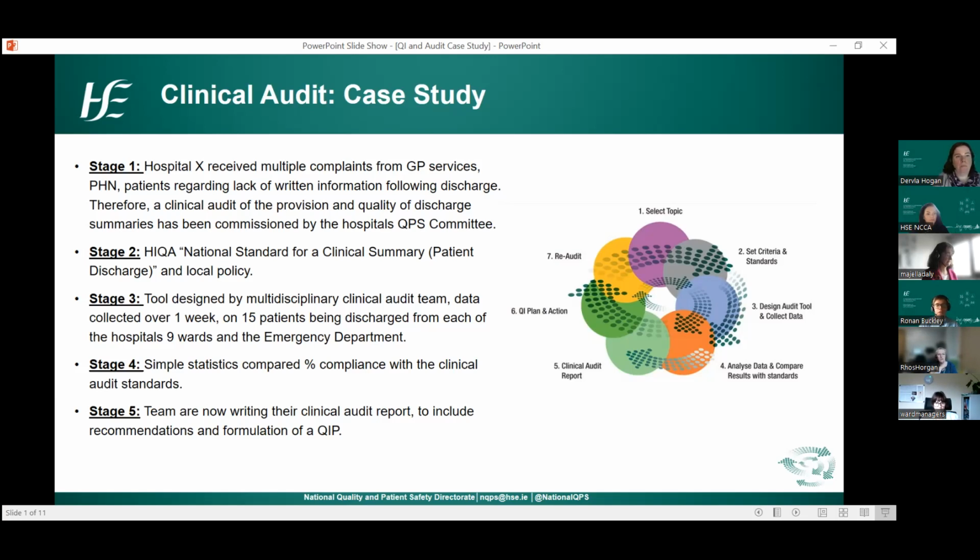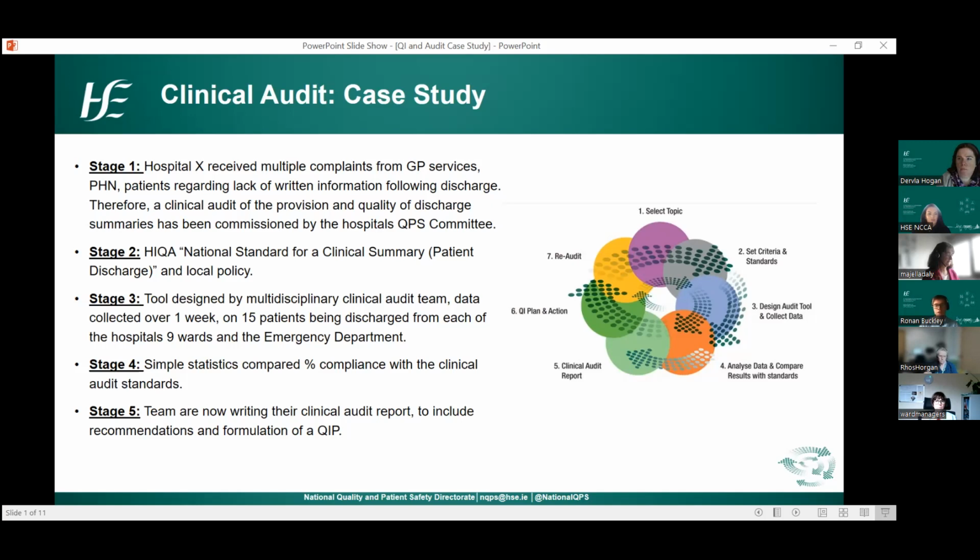So when we move on then to stage 2 of selecting the standards and criteria, the clinical audit team have chosen HIQA's document on the national standard for a clinical audit summary of patient discharge. And they're also going to lift some elements from their local policy. Stage 3 then, for the clinical audit tool design, they have a multidisciplinary clinical audit team. And that team has designed the clinical audit tool and they collected their data over a 1-week period. They took 15 patients being discharged from each of the hospital's 9 wards and the emergency department.